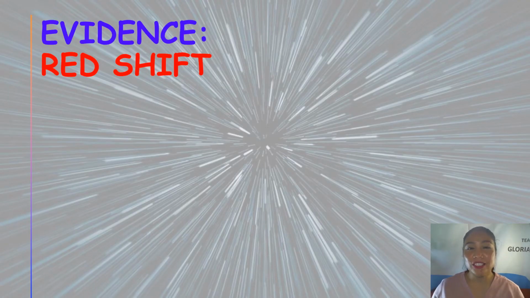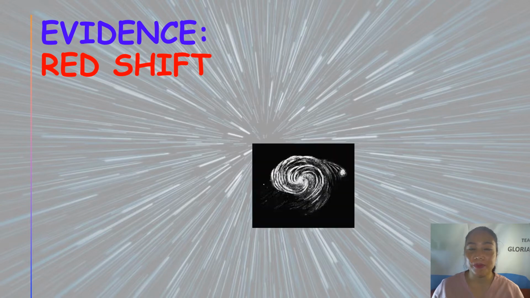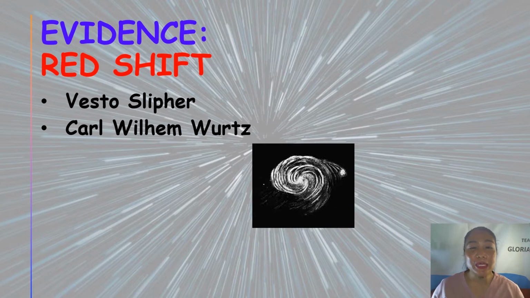Evidence number 1, the occurrence of redshift. In 1910, two scientists, Vesto Slipher and Carl Wilhelm Wirtz, measured the wavelengths of light from spiral nebulae, which are interstellar clouds of dust and ionized gases. They discovered that the light from the nebulae increased in wavelength. They explained their discovery as a Doppler shift.